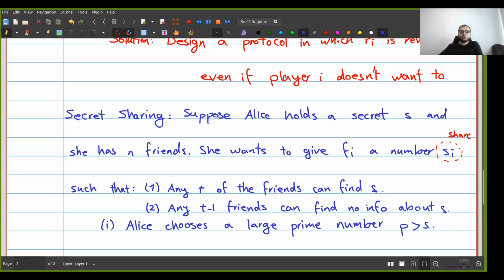So I'm going to have a threshold T. This is my threshold. And I'm going to say that if T of my friends come together, they should be able to compute my secret S. But if the number of friends that come together is less than T, even if it's T minus 1 of my friends, they should find no information about S at all. Okay? So again, ask any questions you might have in the chat if this is not clear.